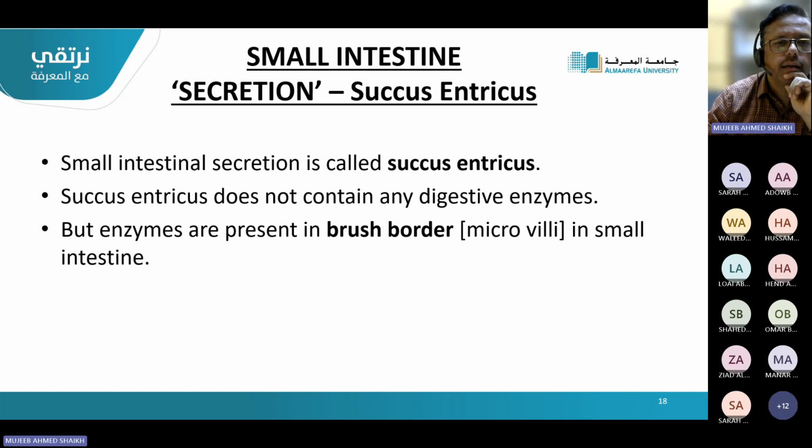So enzymes are present on the brush borders, not in the lumen, not here, because it would be double here. The enzyme is not lying in the lumen, not lying here. It's not there, but it is lying on the brush border. So enzymes are on the brush borders.